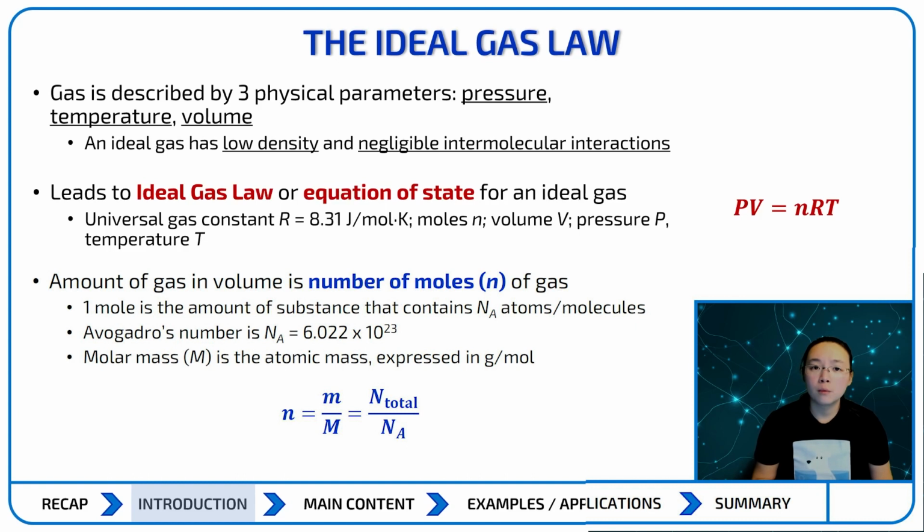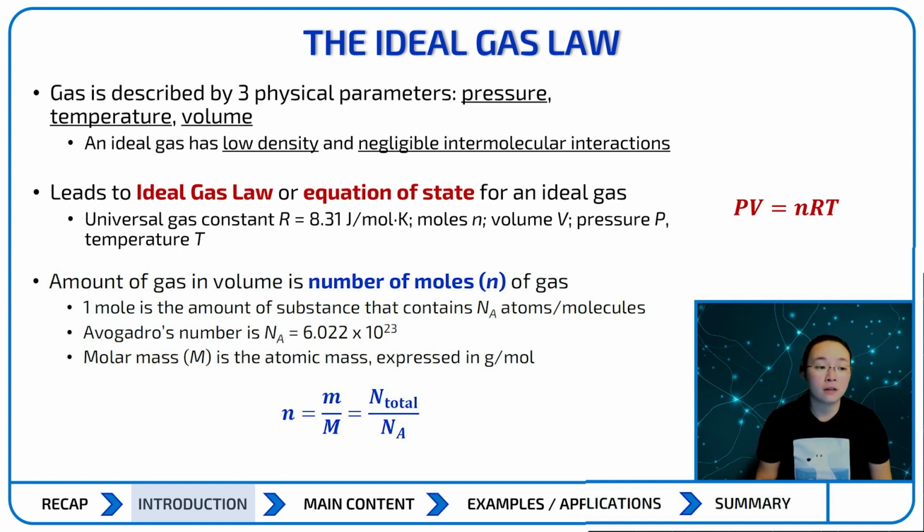So we consider an ideal gas as one that has a low density and has negligible intermolecular interactions. This allows us to model these sorts of gases very easily. And so they're going to abide by the ideal gas law, which is the fact that the pressure times the volume is going to be equal to N times R times T. So let's just take a look at what those mean.